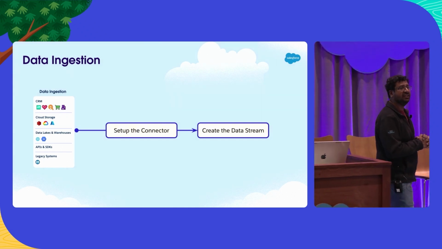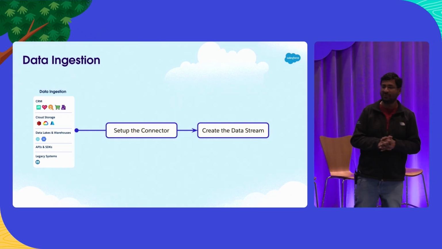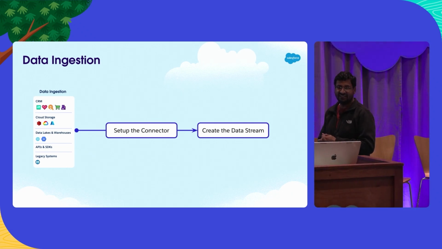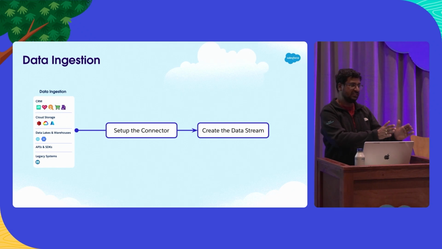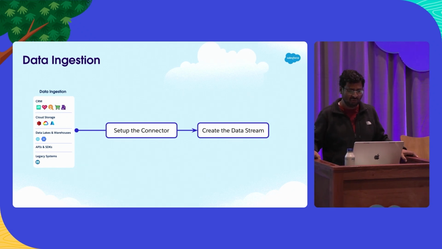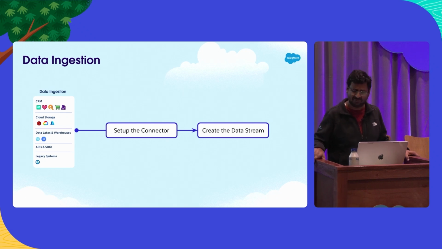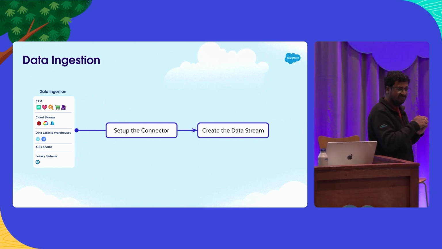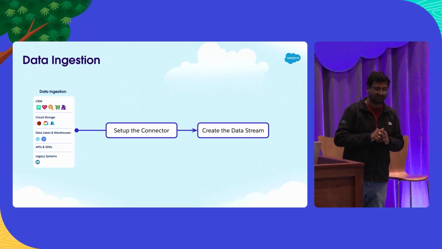In order to get the data into your Salesforce org, you need to first set up the connector. You need to create an integration between your source and your data cloud org. You are going to do that in two simple steps. One is you set up the connector. The second one is you create the data stream. Once you set up the connector, you create a data stream to flow in the data.